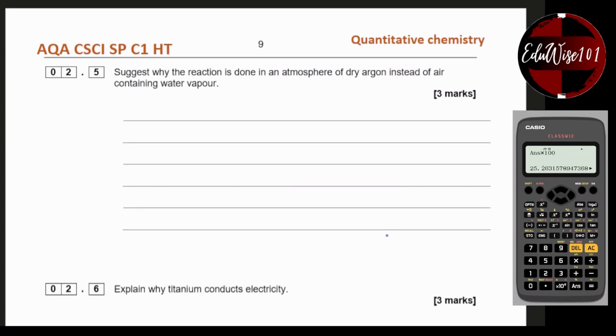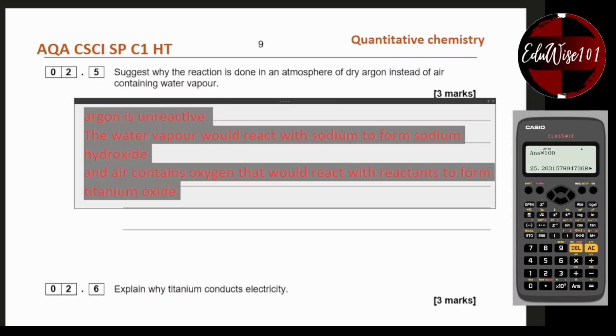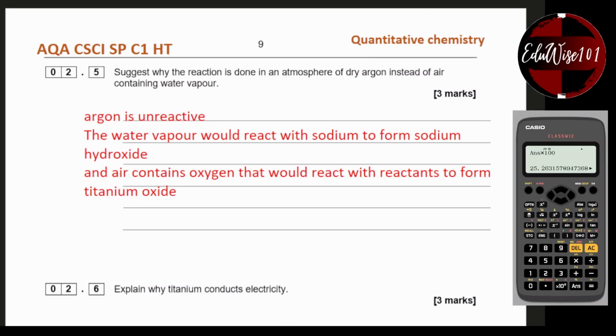Question 2.5. Suggest why the reaction is done in an atmosphere of dry argon instead of air containing water vapor. Now, if it contained air containing water vapor, the water vapor is going to react with anything that's inside. And if it's just air, then it surely should have oxygen as well. So the oxygen will react as well. So you've got 2 things that can react, so you want to avoid that. That's why we use argon, which is unreactive. So the answer: argon is unreactive. That's 1 mark.